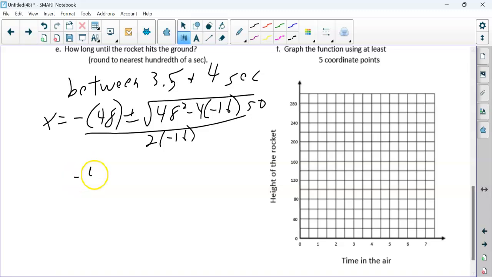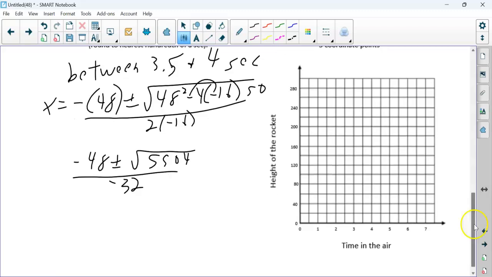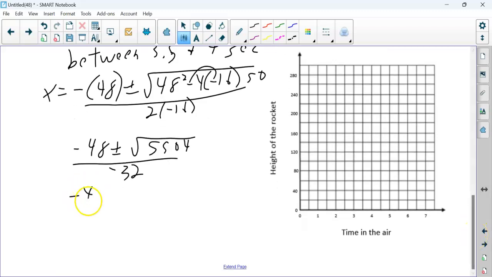So that is negative 48 plus or minus the square root of, if I crunch all those numbers, remember, negative times negative is going to be positive. So 4 times 16 times 50 plus 48 squared is 5504. Now we're not going to simplify this fraction because we want actual numbers. So we're going to round it. Negative 48 plus or minus the square root of 5504 rounds to 74.2. Just the tenths place is fine, over negative 32.